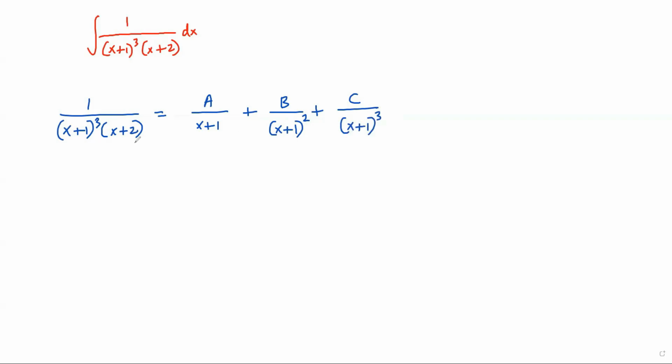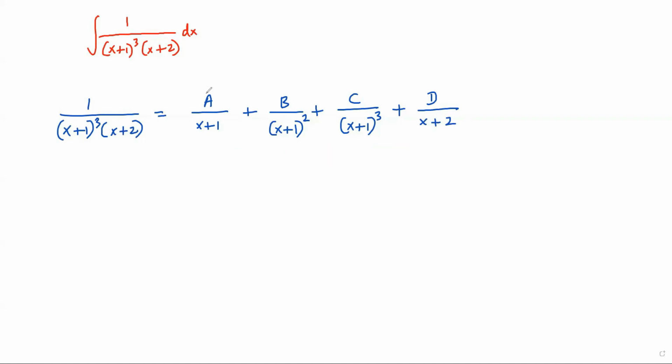Now I have to look at the second binomial, that is x + 2. The second binomial has the exponent 1, so I have to write only one fraction for it. Since the exponent of the variable in the second binomial is also 1, I have to write a single constant as the numerator, and the same binomial should be taken as the denominator. So now I have written the given rational function into partial fractions.